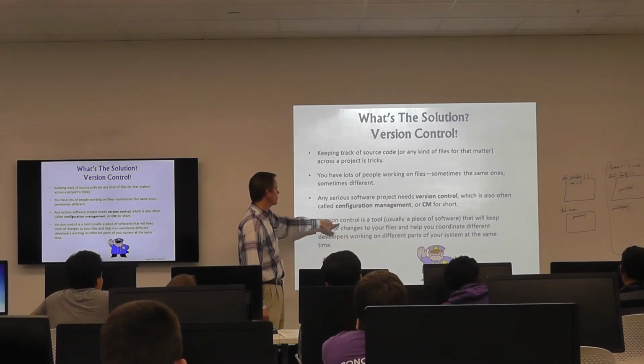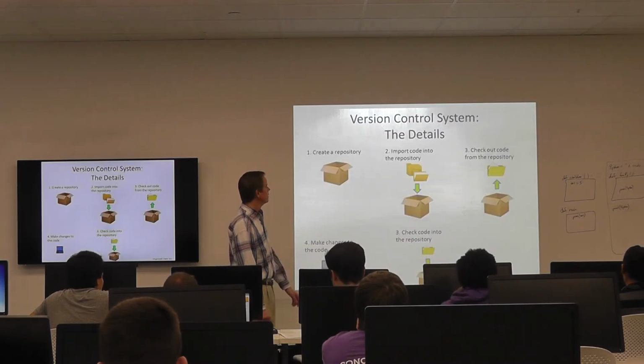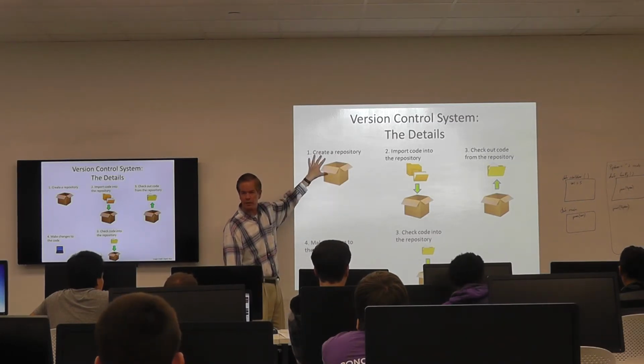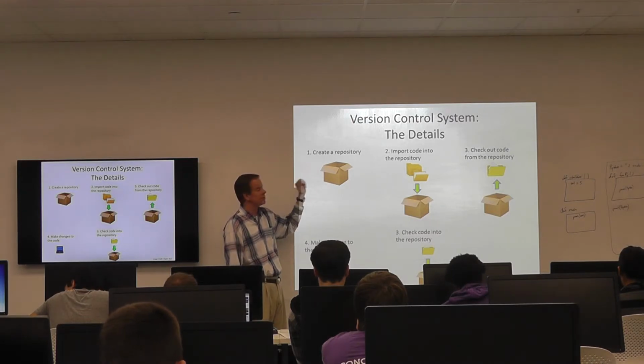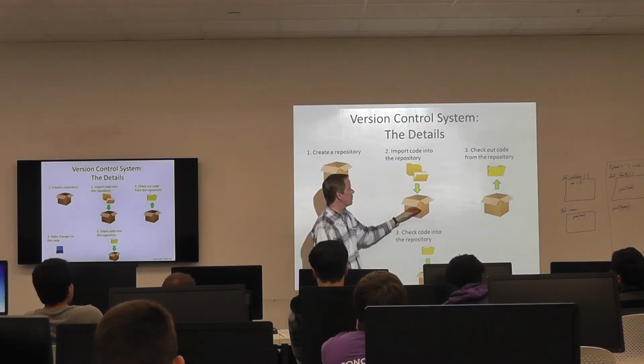Configuration management, version control is a tool, piece of software that will keep track of changes to your files. So how does this actually work? Well, right off the bat, you create a repository. You stick all of your code, if there indeed there is any. If there isn't, then no big deal. You just create an empty subdirectory. You import any code that you currently have into it, drop it in there.